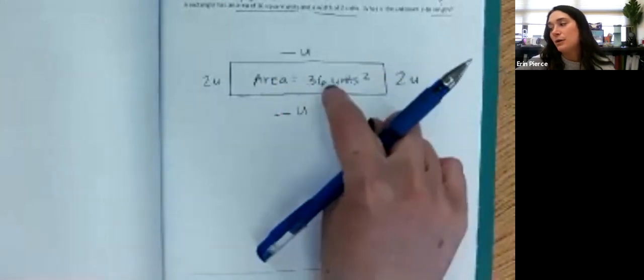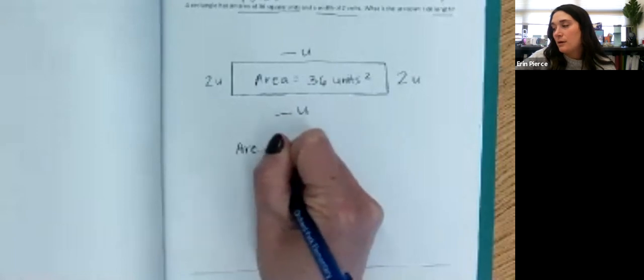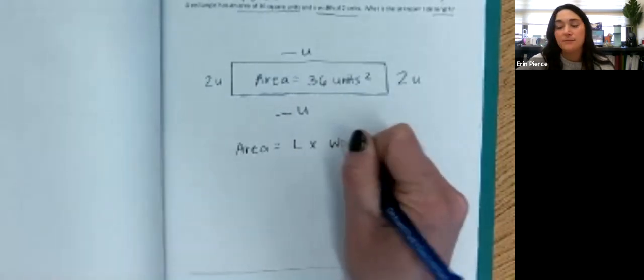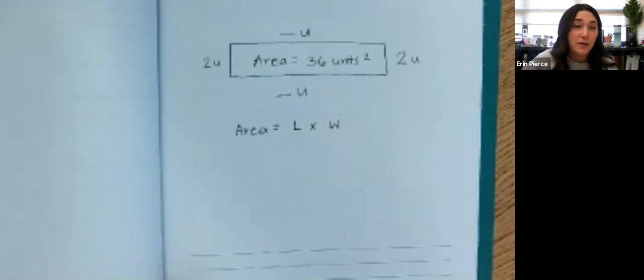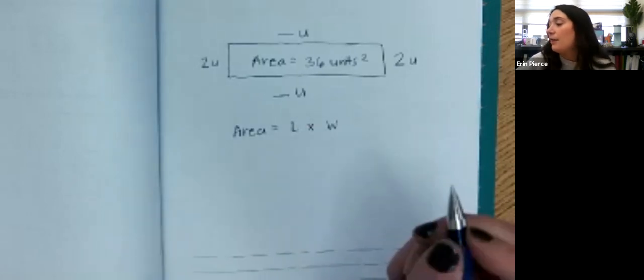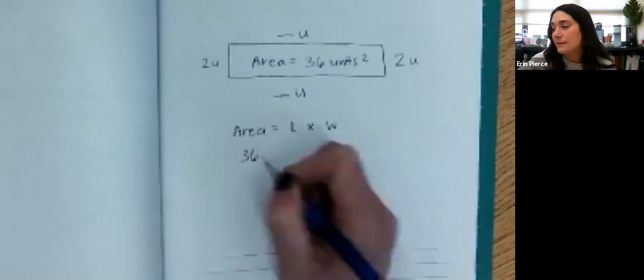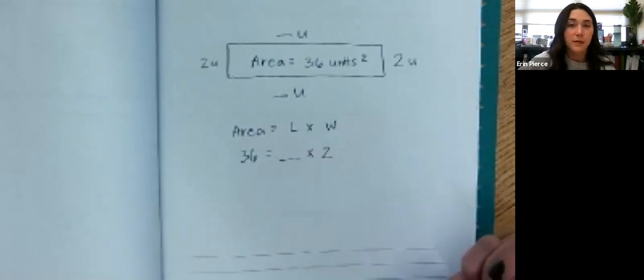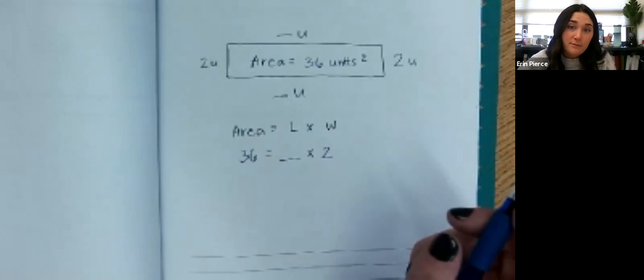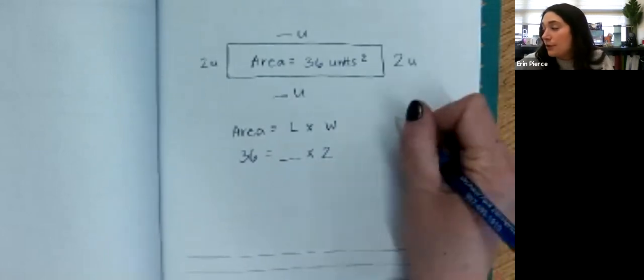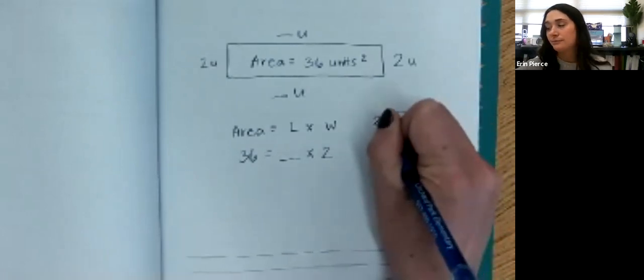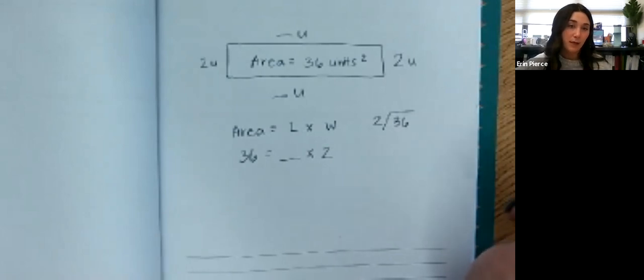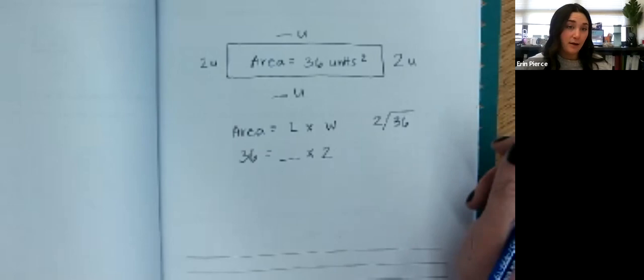So while it is nice to label everything, I do remember area equals length times width. So I can fill in some pieces right now that I know. I know that our area is 36. I have a blank for length, and I know this is 2. My width is 2. So in order to find this, we're going to do some division. Okay? So we're going to do 36 divided by 2 in order to find our missing side length.